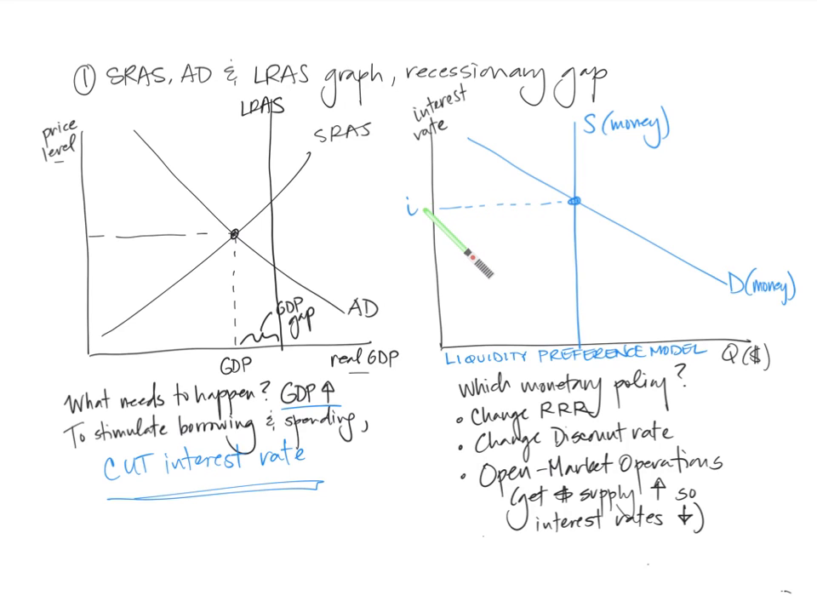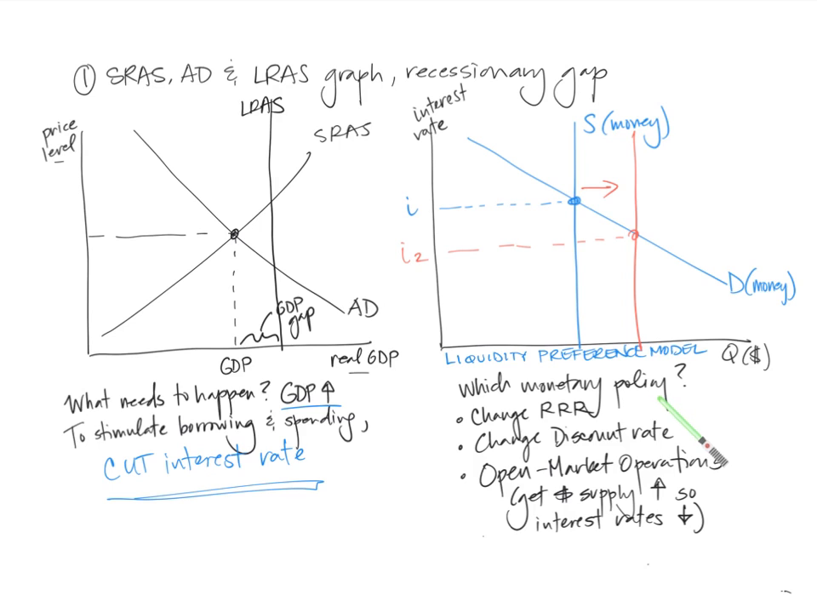Right? You can think of the interest rate as the price of using money, the cost of using money. So the price of money can be manipulated by the Fed. The Fed controls the supply of money. All they need to do is to basically increase the supply of money, and voila, you get a lower interest rate. So how do they do that?